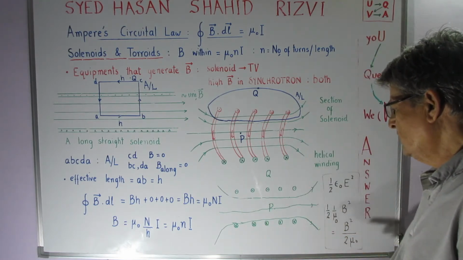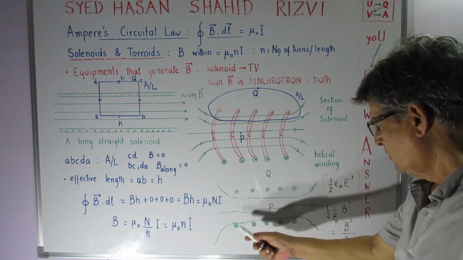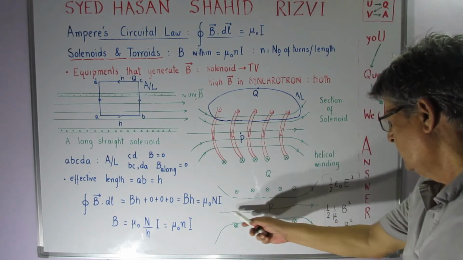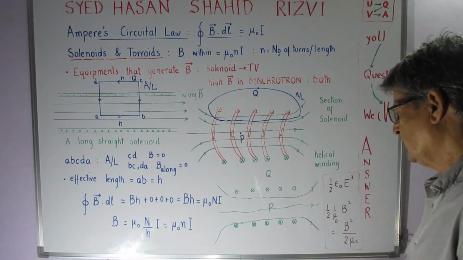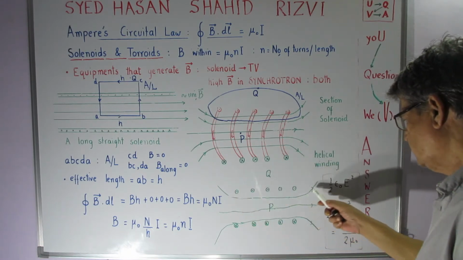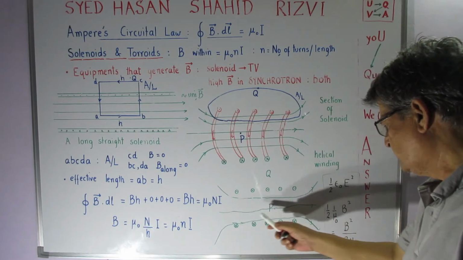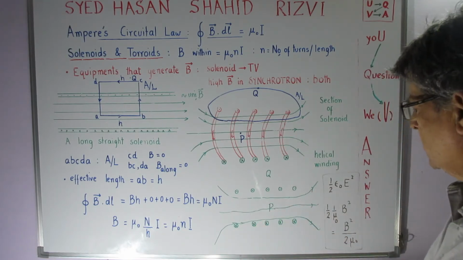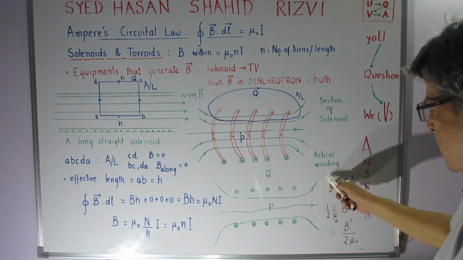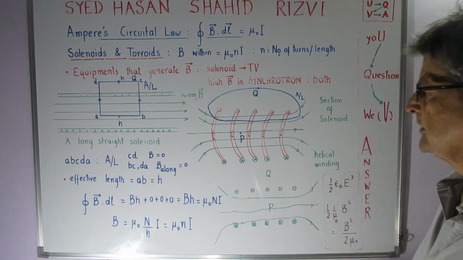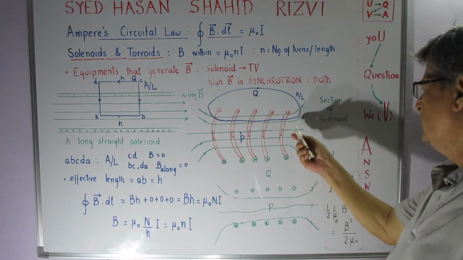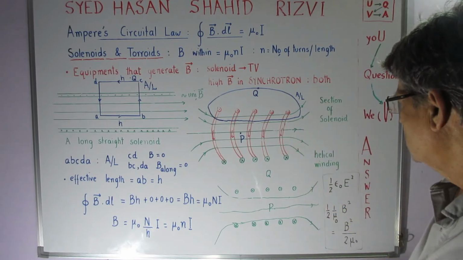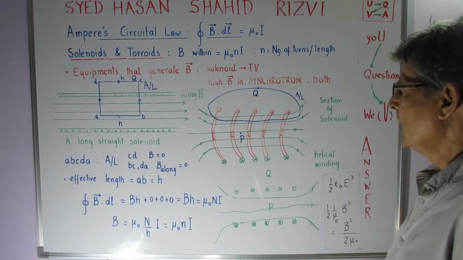The drawing is poor, coming out, going in, coming out, going in, coming out, going in, and this is the magnetic field which I have shown. You can see that at the ends there is a kind of a fringing effect. That means the lines of field go away from each other. This is the same thing shown over here also. Lines of field are diverging from each other.